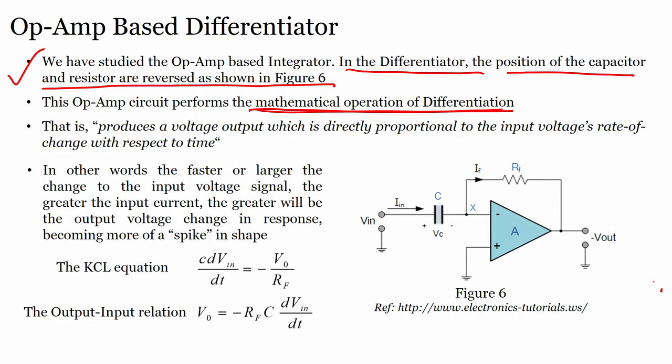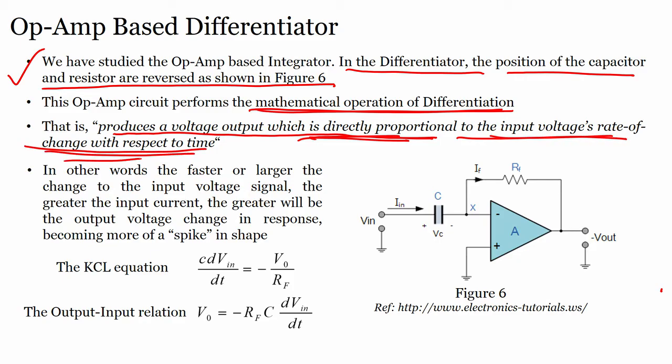Now, if you see figure 6, this particular circuit produces a voltage output which is directly proportional to the input voltage's rate of change with respect to time, right. This is what a differentiator does. The output voltage is directly proportional to the input voltage's rate of change with respect to time. That means you will find an equation similar to what we did for the integrator. Let us find out the equation. First, let us understand further. So, that is the second point we have understood. Let us see once again quickly.